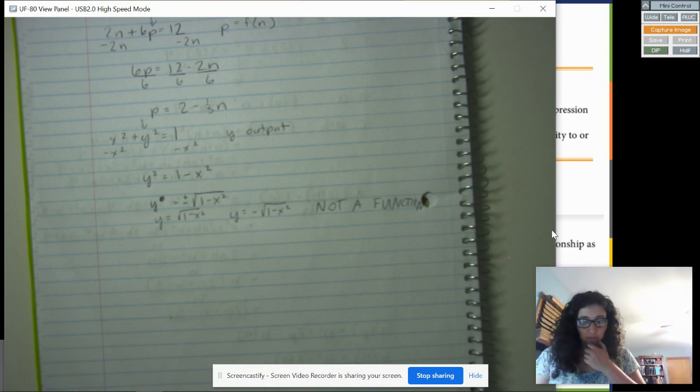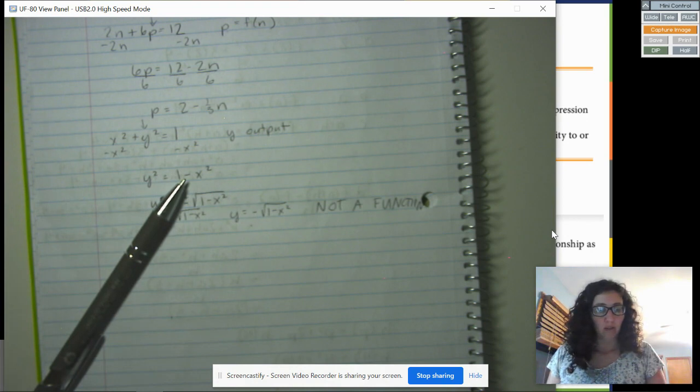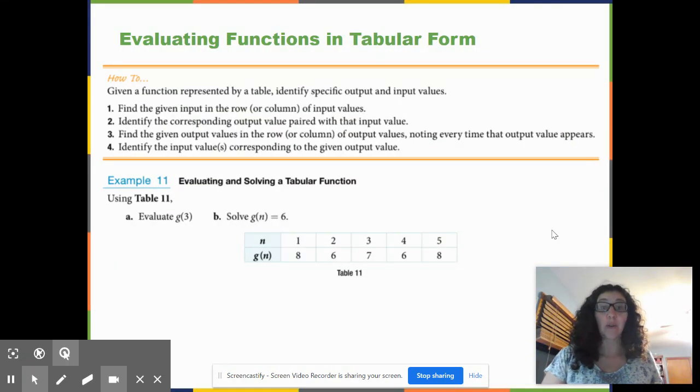All right, so now we're going to talk about tables. If we have a function in tabular form, how do we evaluate and solve it? First, evaluate g of 3. Here it tells us how to do it. Given a function, identify specific output and input values. First, find the given input in the row of input values. Identify the corresponding output value paired with that input value.